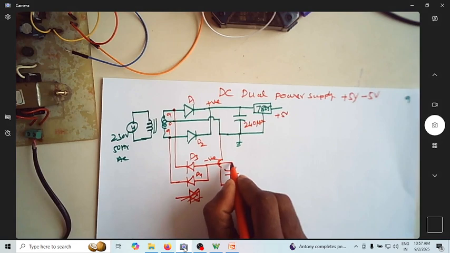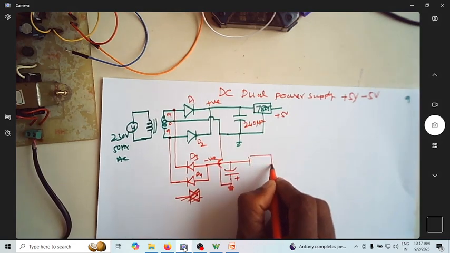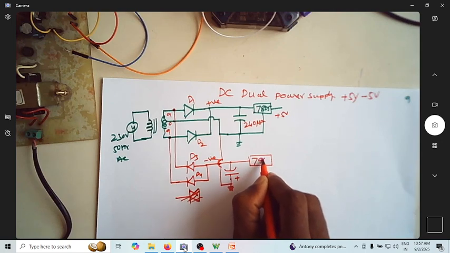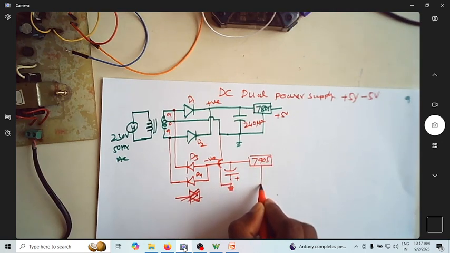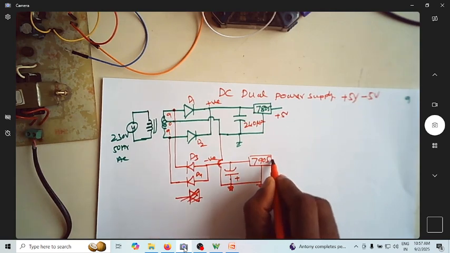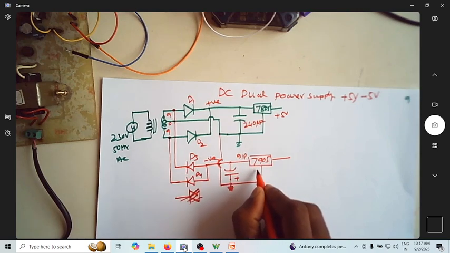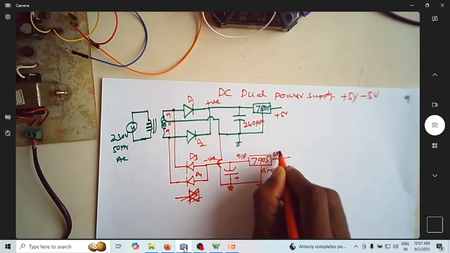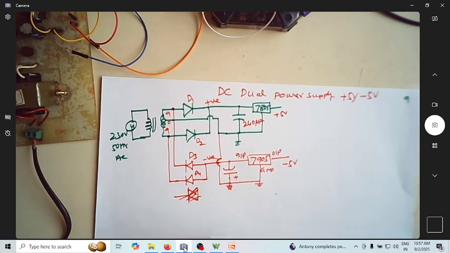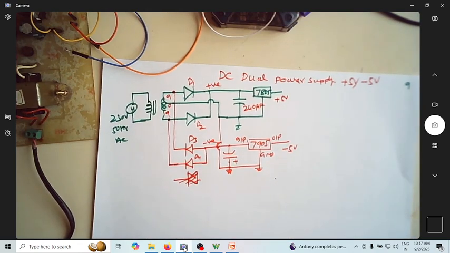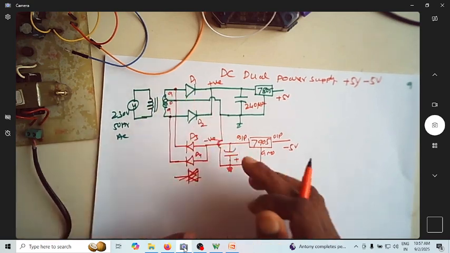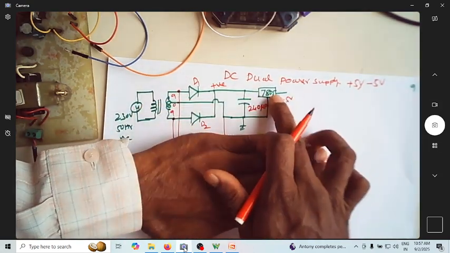So now I will use 7905. So this 7905, this is ground. So this is input, ground, output. This is minus 5 volt. See, we know this is your plus 5 volt.